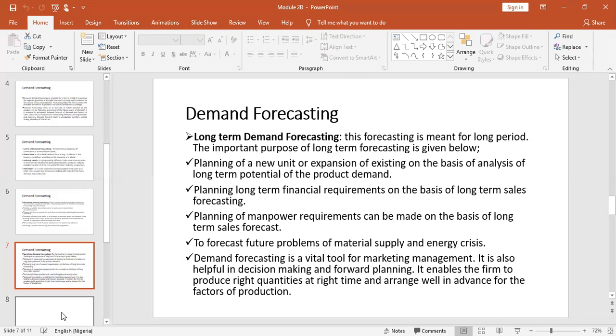Planning long-term financial requirements on the basis of long-term sales forecast. Also, you do that: if we are growing at this rate, what should be our cash requirement? Do we need more funding? Do we need new investment? Do we need to borrow? Do we need to go public and raise shares and things like that, whatever? To forecast future problems of material supply and energy crisis.